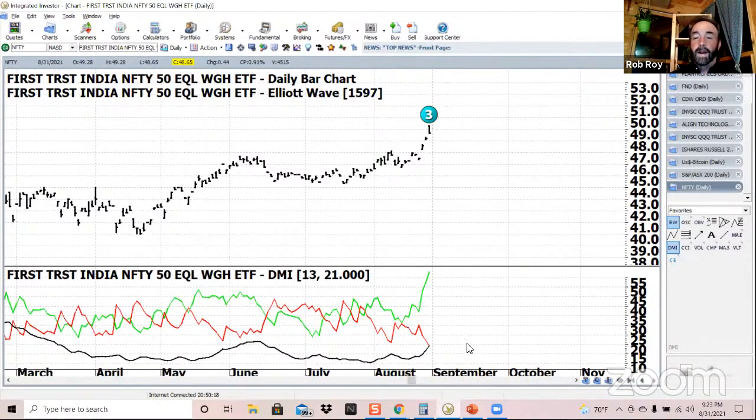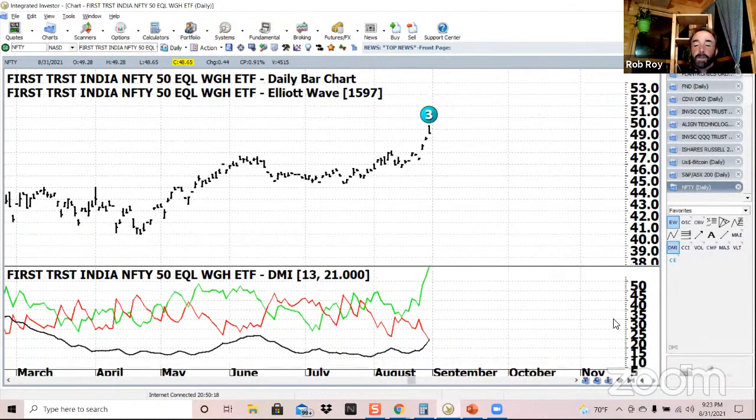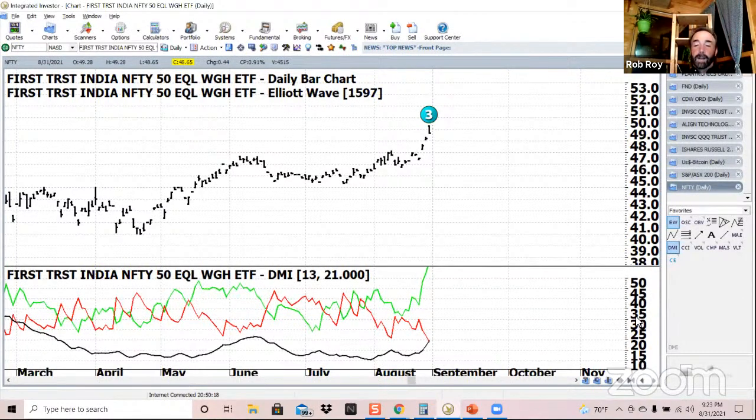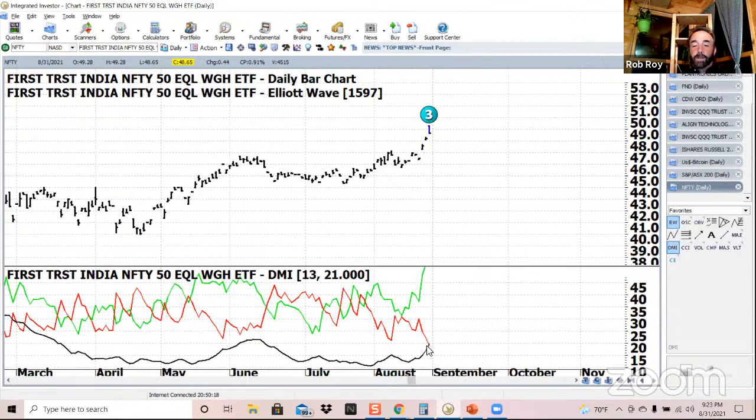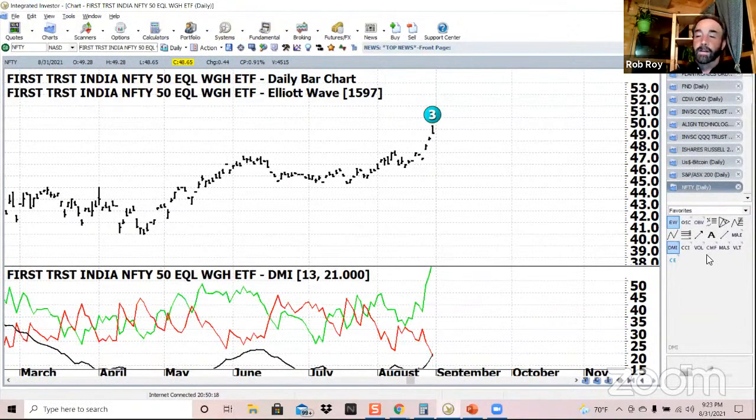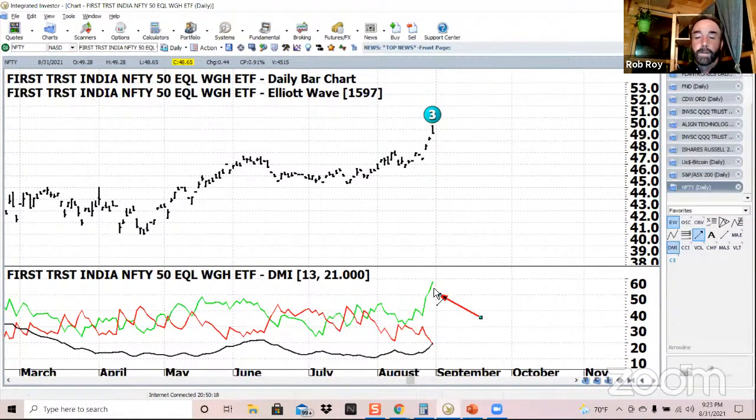You look at the DMI, now look at that. Talk about getting ready to set up. So close is the ADX. It's right there at 20. It's right there about to break above the negative directional indicator. And look at the separation between the two directional indicators. And we'll talk about that as well in the indicator mastery.